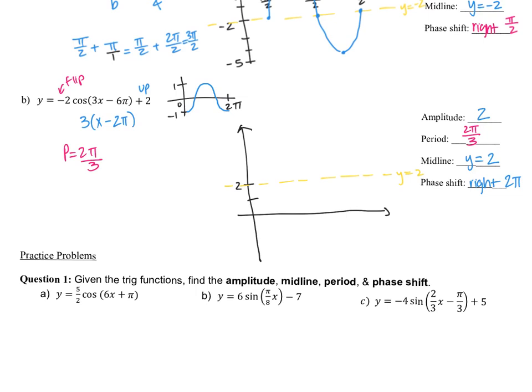And my amplitude is 2, so I need to go down 2, so that would get me back down to 0. If I go up 2 from the midline, I'd be at +4. So the highest I would go is +4. The lowest I would go is 0.